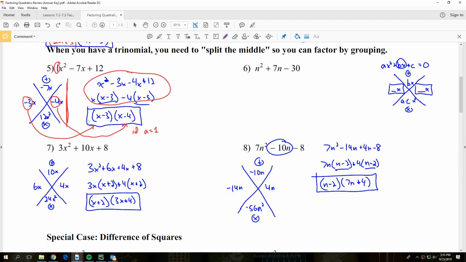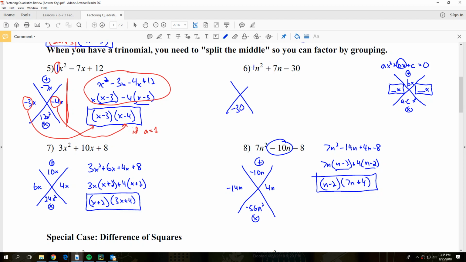Okay? So let's do number 6, and we'll do it the quick way. In this case, we're just looking for two numbers. And a lot of times I shorten this instead of writing like n. This would be n squared times negative 30, so negative 30n squared.